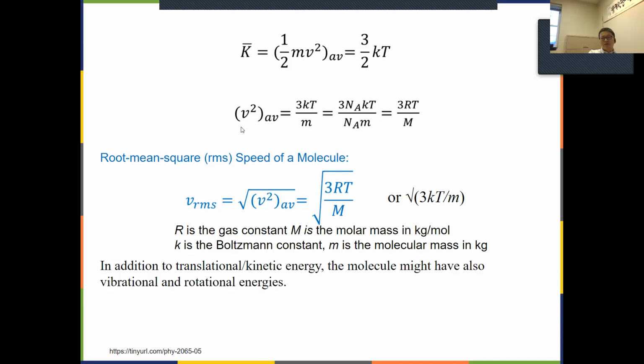If you take the square root of v squared average, that quantity is called the root mean square speed of the molecule. So the root mean square speed is equal to the square root of v squared average, which is the square root of 3RT over M, or the square root of 3kT over m. It depends on which expression you use. If you use R, the gas constant, then you use the molar mass down here. If you use the Boltzmann constant, then you use the mass of each molecule. So pay attention to that.